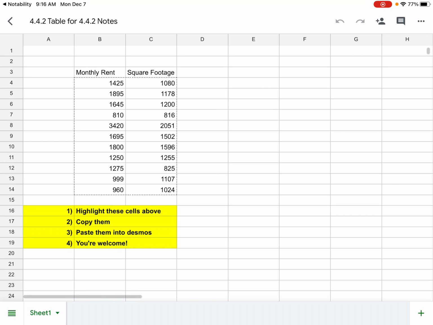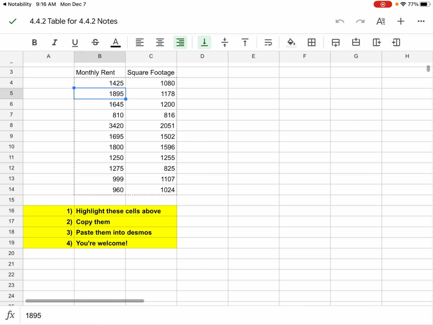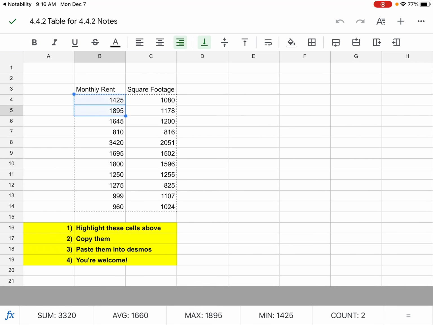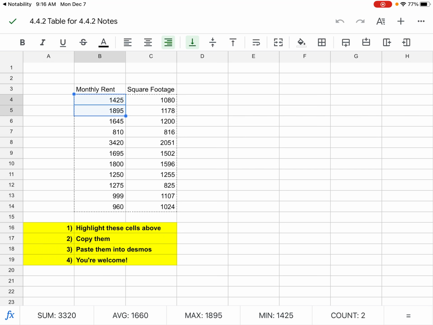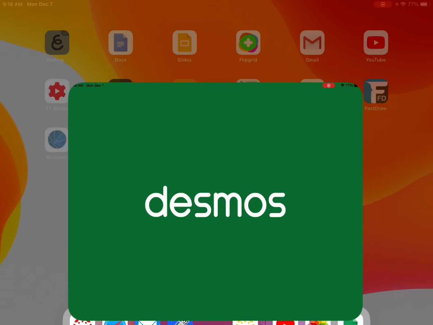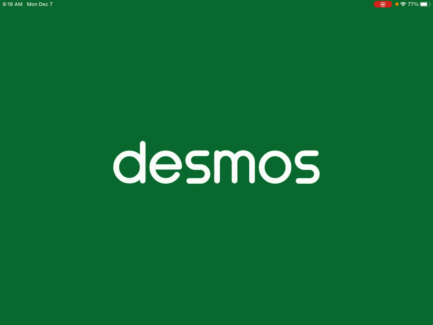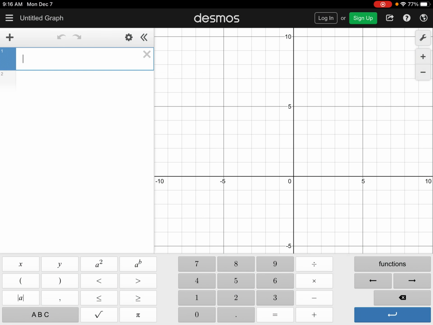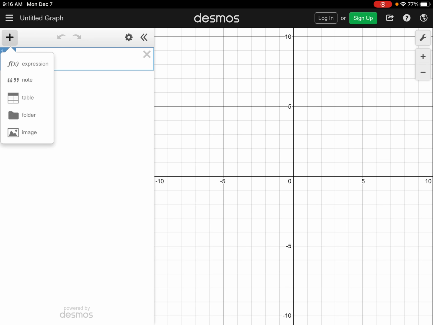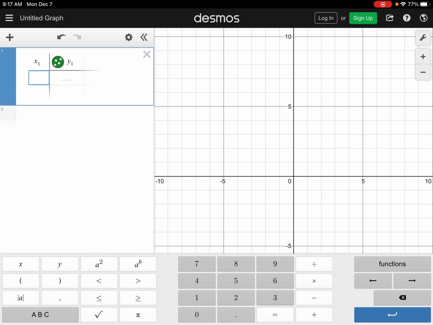So we are going to copy and highlight these cells. Let's see. Go all the way down here. Copy. Okay, now let's go into Desmos. Okay, in the top left, you're going to hit that plus sign, and then table. Okay, and then you're going to paste them in somehow.